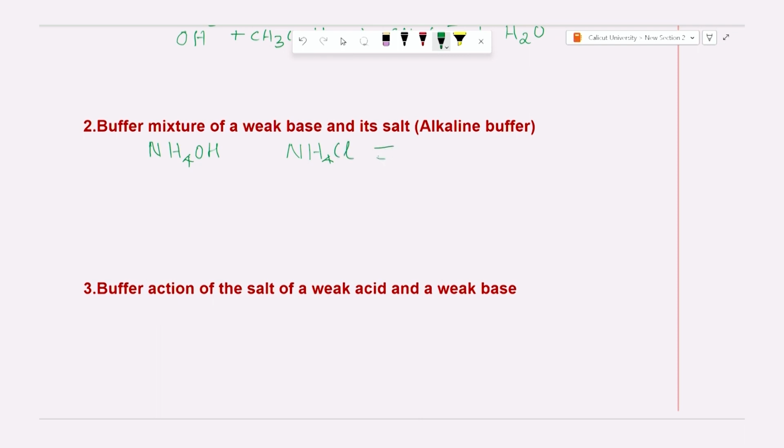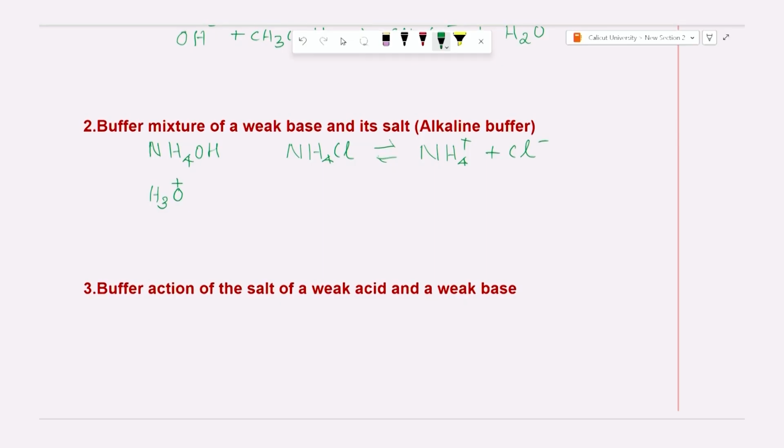And this ammonium chloride can ionize as NH4 plus and Cl minus. So, there will be two ions, ammonium ions and chloride ions, as well as undissociated ammonium chloride and also the weak base ammonium hydroxide in the medium. Now, here again if I am going to add acid, there will be an excess of H3O plus ions coming from acid, and this will go to the base, ammonium hydroxide.